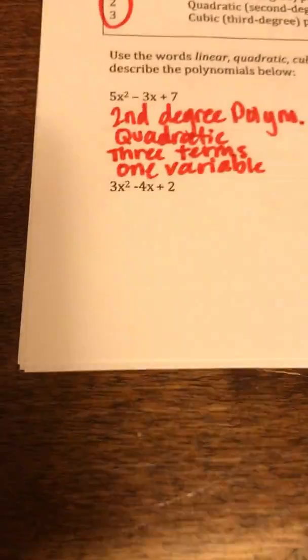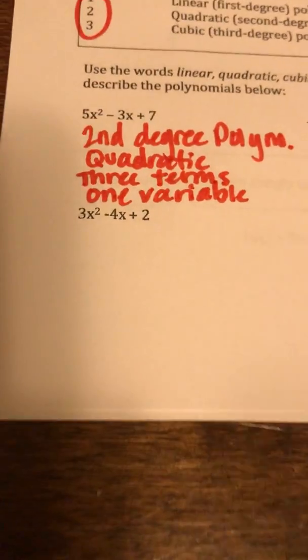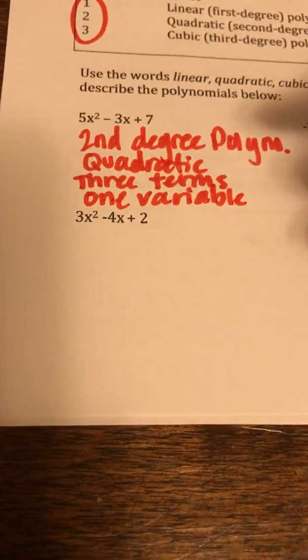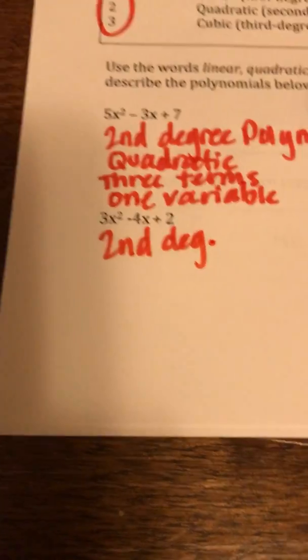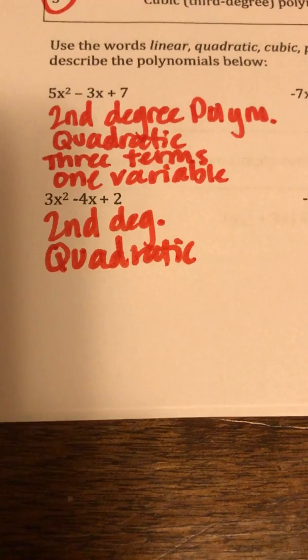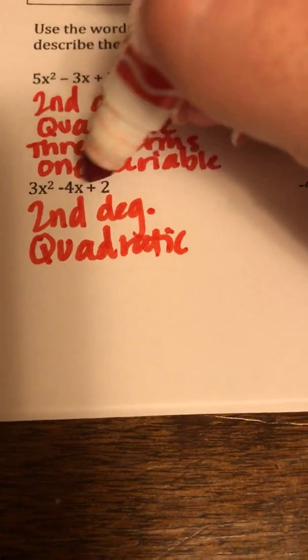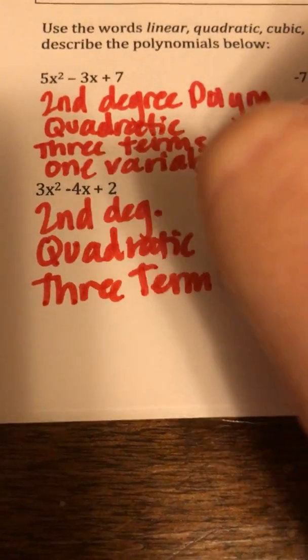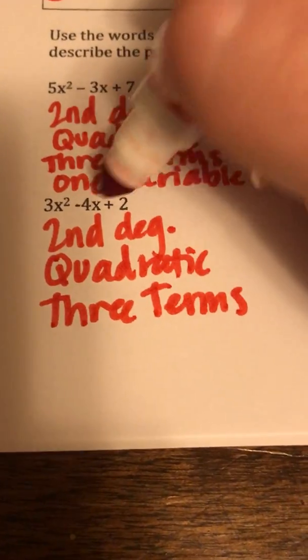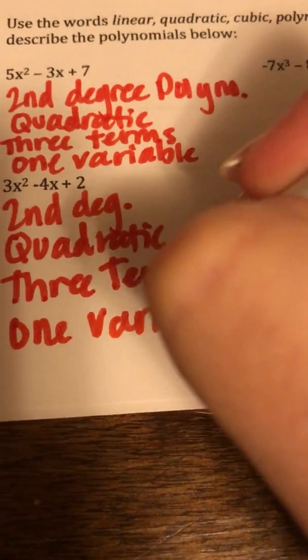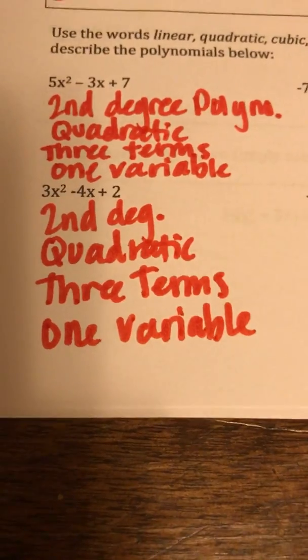All right, let's look at the one down below. So again, we see that this is a second degree polynomial, which means that it is a quadratic polynomial. Okay. There are 1, 2, again, 3 terms. And let's see, x, and nothing. So we have one variable. Okay.